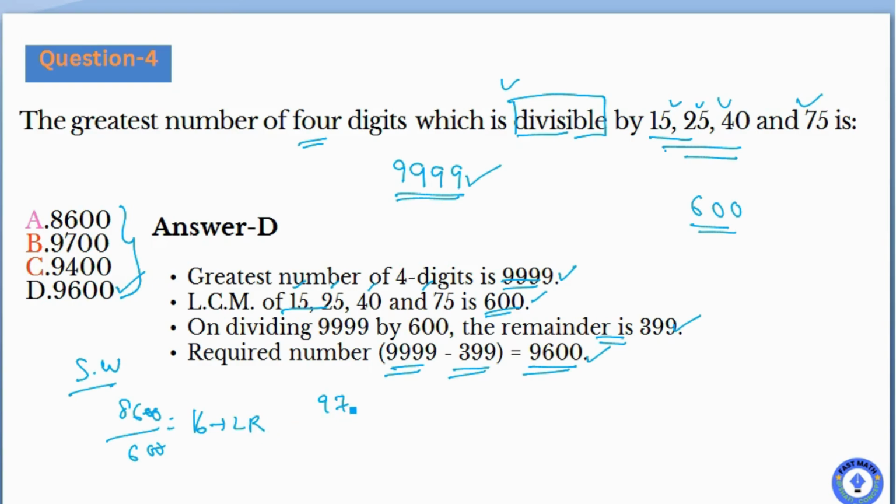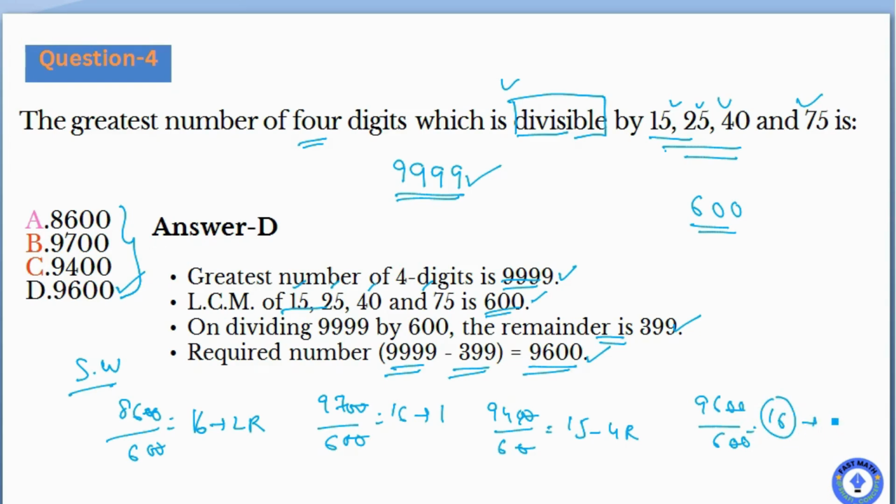Like 9700 divided by 600, 600 is our LCM of these numbers. That is 16 times and 1 is the remainder. Like 9400, the third option, divided by 600, you get 15 times and 4 is the remainder. But 9600, when you divide by 600, it divides exactly 16 times, that is 0 remainder. So you can directly go for 9600 as the answer, which is the best way of doing this problem.